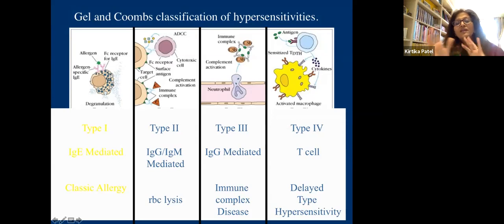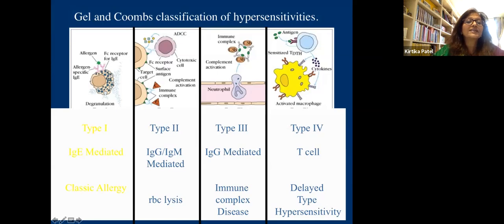Fine, so we know a little bit about hypersensitivity reactions, and we are still sticking to the Gell and Coombs classification that you did in undergraduate. However, a few years ago, 8-9 years ago, they said that there is a type 5 hypersensitivity, but it has been included among type 2. So there are only 4 types of hypersensitivity reactions.